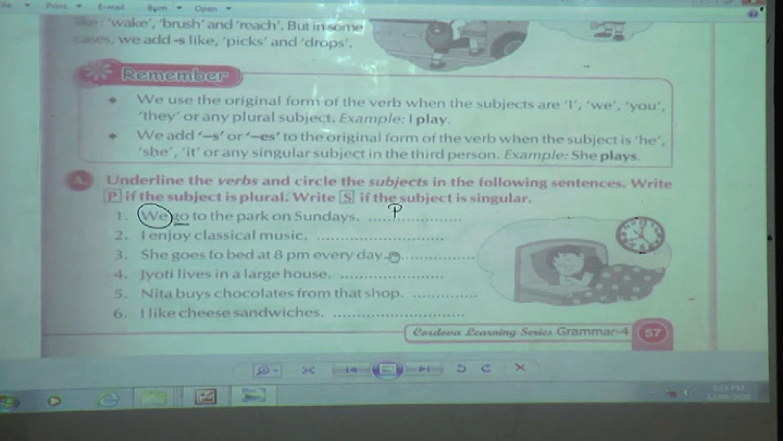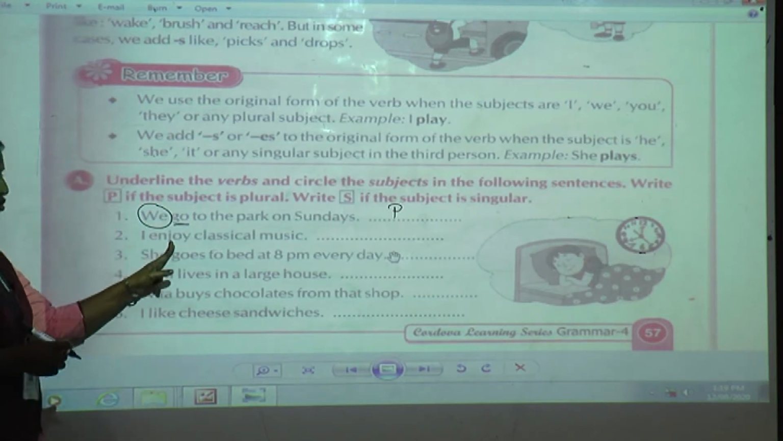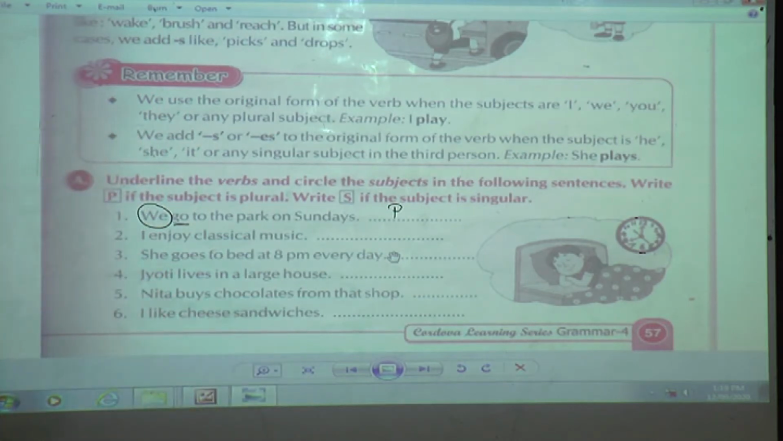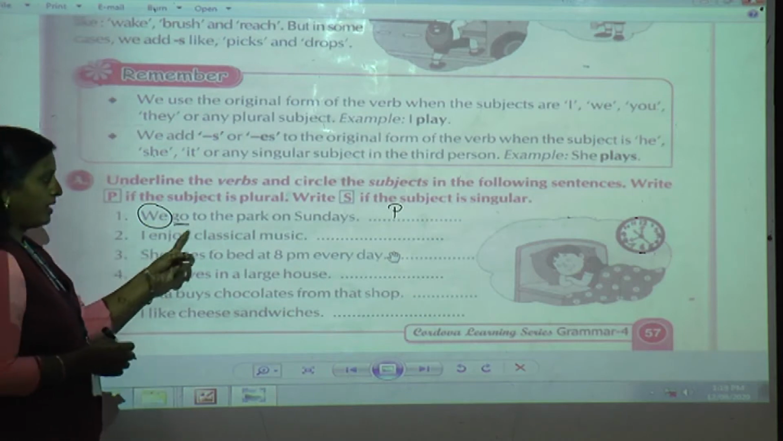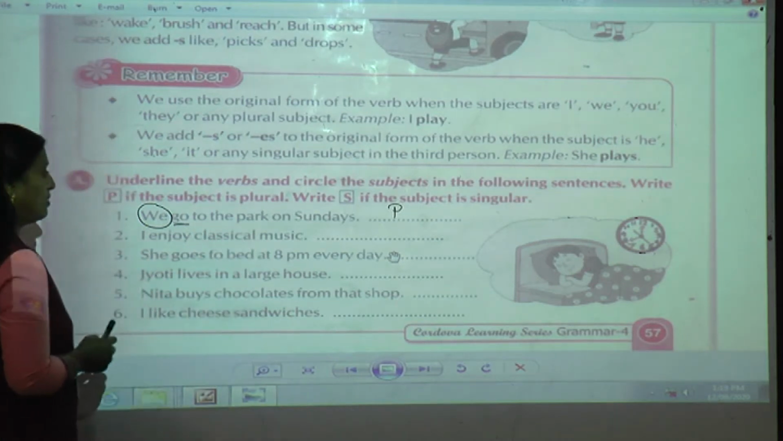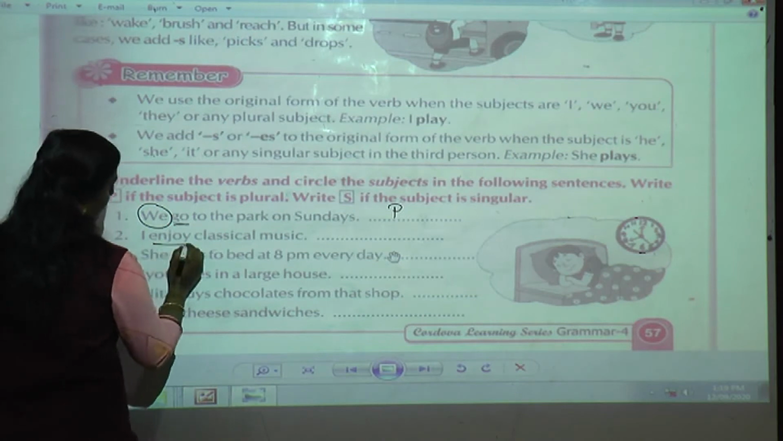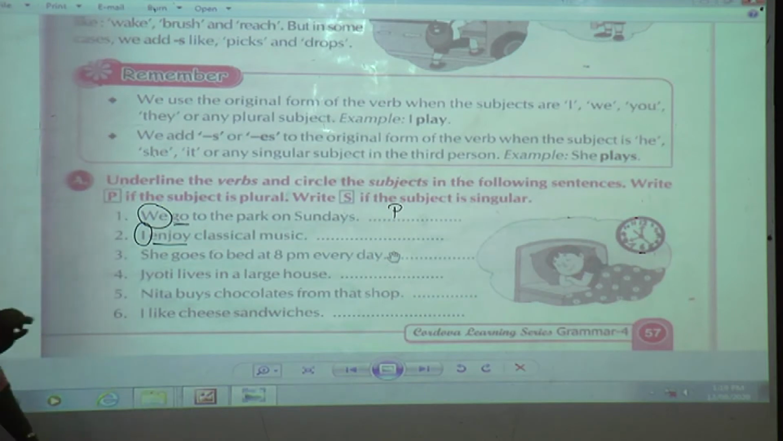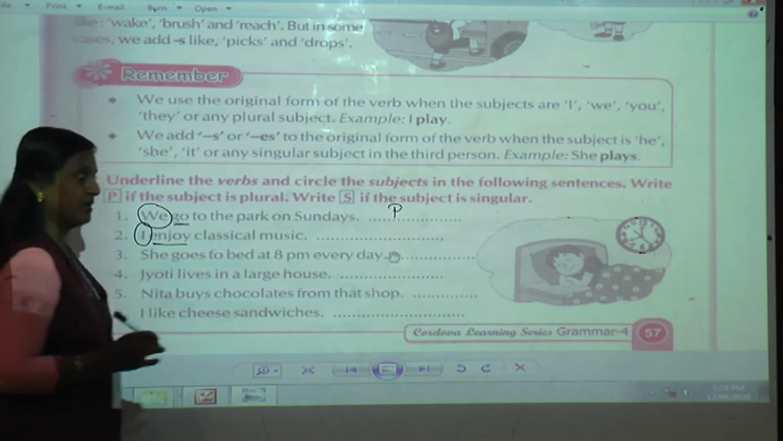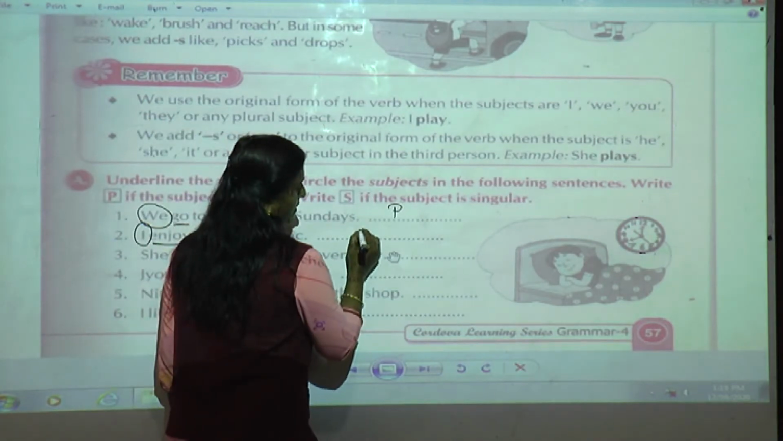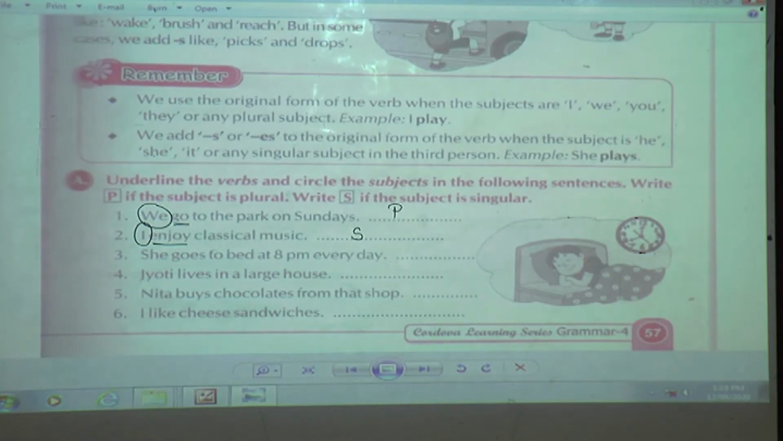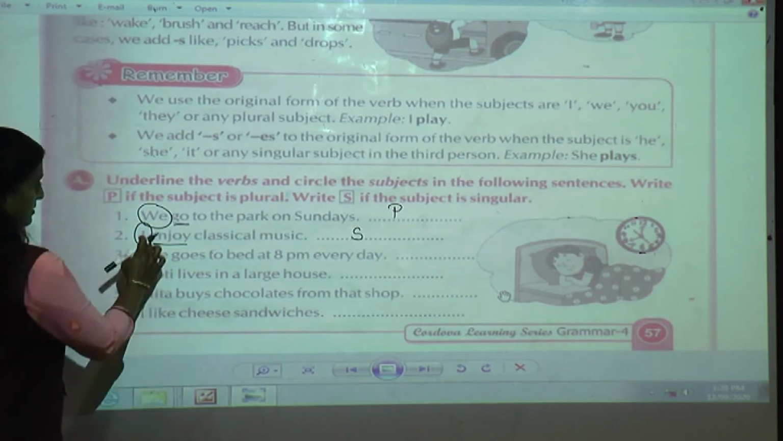Got it? Next, I enjoy classical music. Again I'll repeat, I enjoy classical music. What is the verb over here? Yes, enjoy. What is the subject over here? I. Now is I singular or plural? Yes, it is singular. So what am I going to write over here? S. Done? It is very easy. You have to read it and three things you have to do. Done?